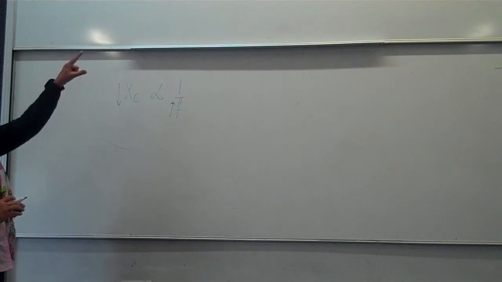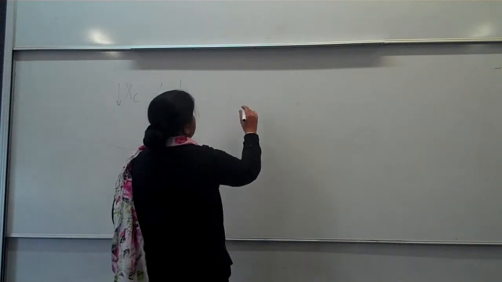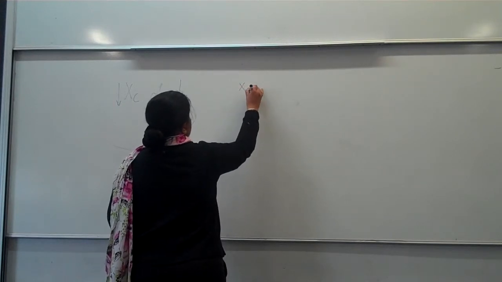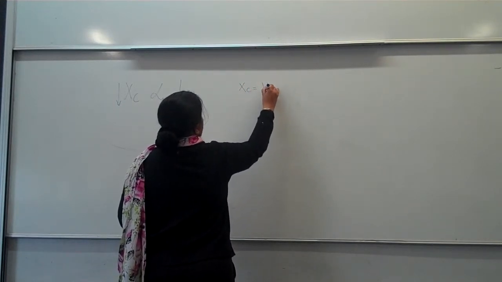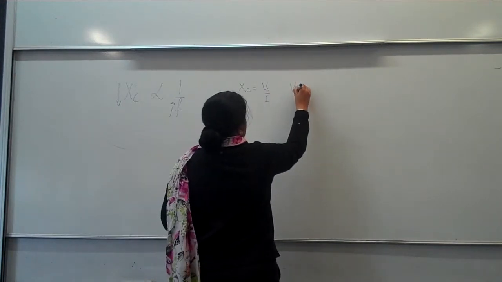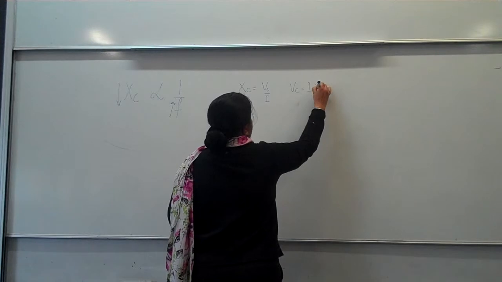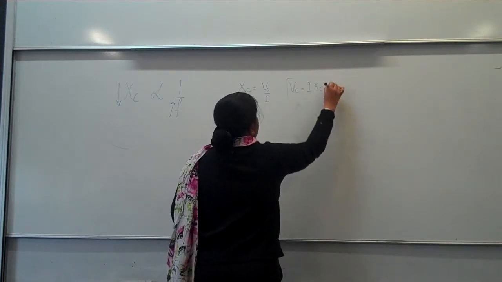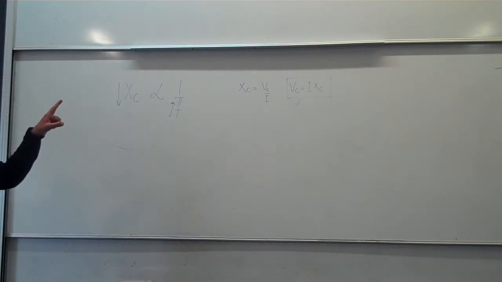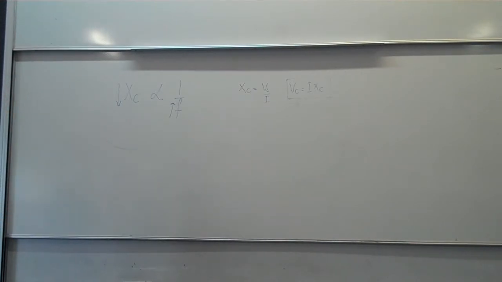Okay, so now looking at that equation, we can say XC is VC divided by I, or VC is I XC. This is quite an important equation, and I was just comparing with my class yesterday. It's not given in the resource booklet, so this is something you'll have to remember, or understand from the graph. VC is I XC.